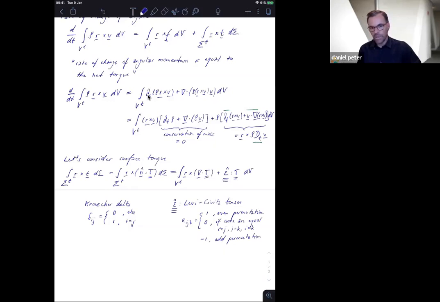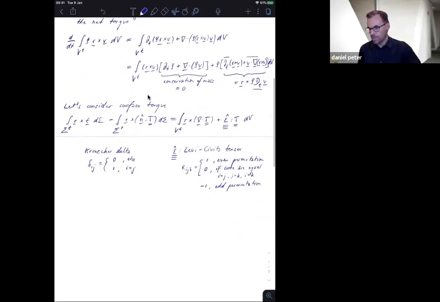What do I mean by even permutation? So we quickly make an example. An even permutation is if i, j, and k would be, for example, 1, 2, 3. So i, j, k go from 1 to 3.